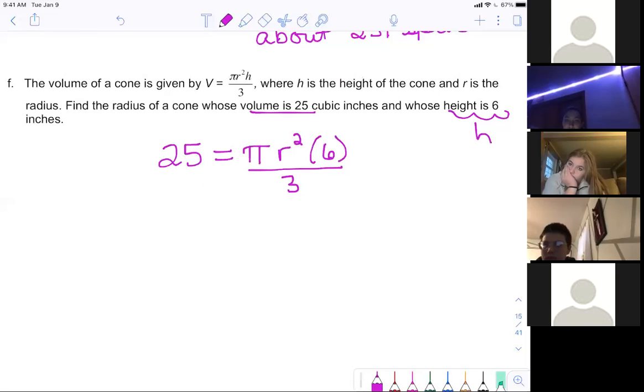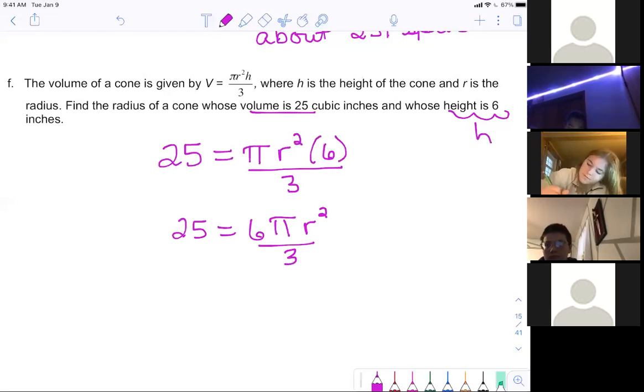So I'm just going to kind of pull this together a little bit. You do not have to do this step. This is just me organizing it. I'm pulling the 6 in front because it's our actual integer. So I just pulled that in front. And then we have the pi and then r squared and divided by 3. You don't have to write that step, but it's just me trying to pull it together to look a little nicer. So what are we trying to solve for here?